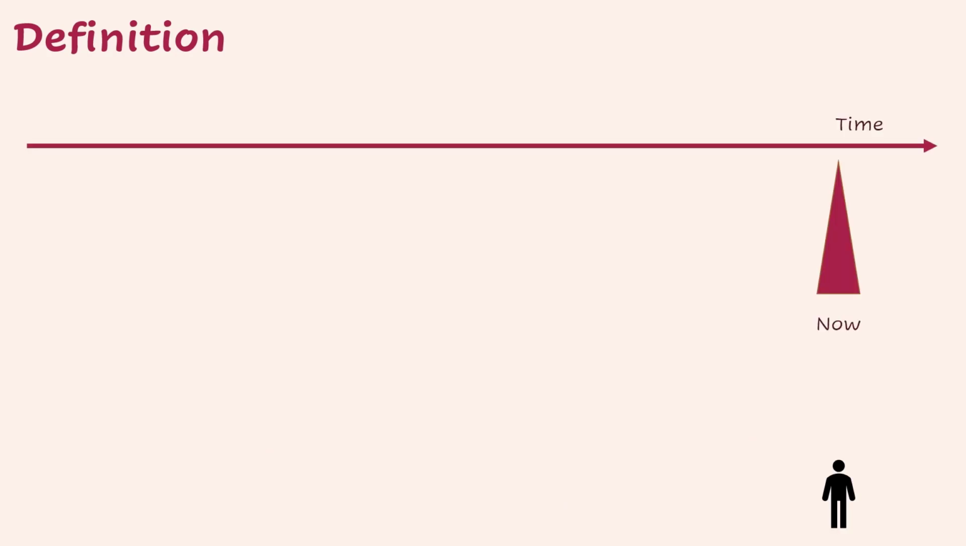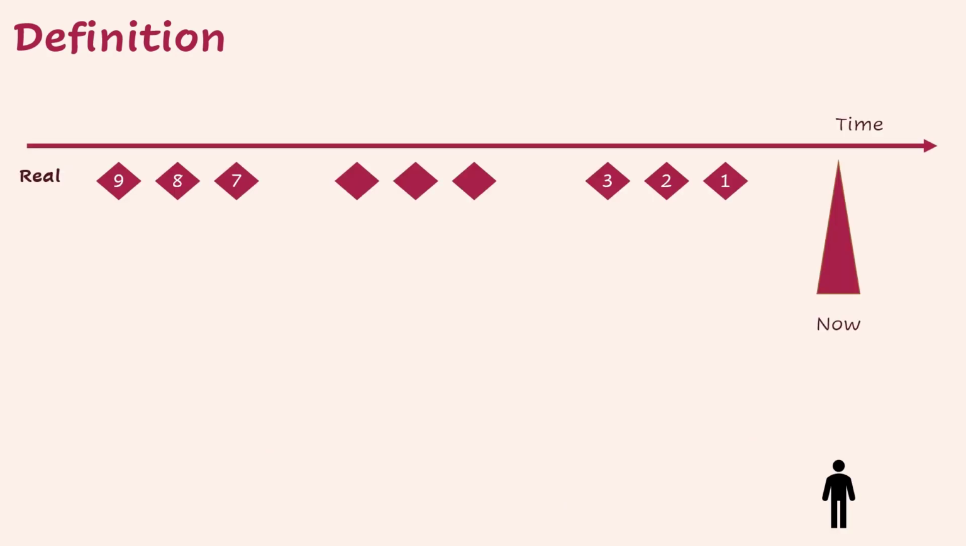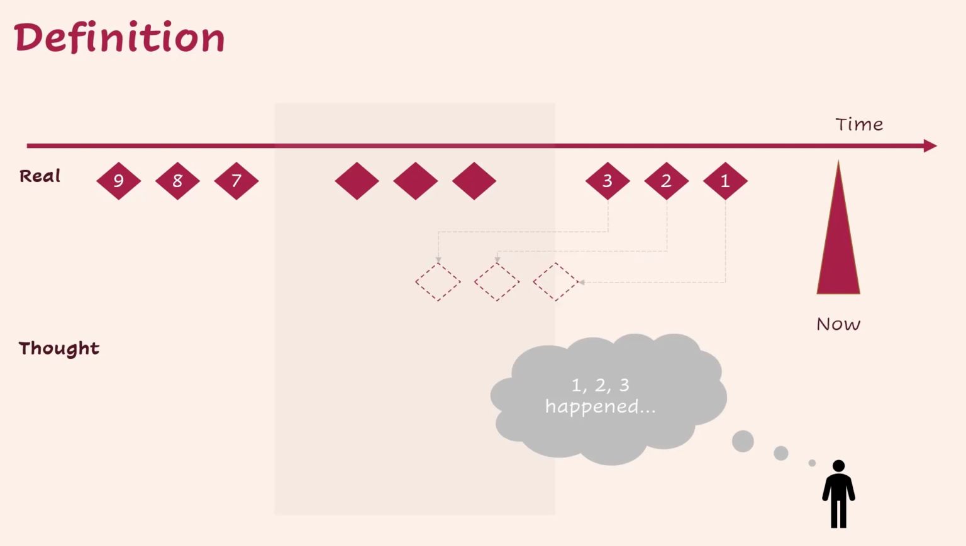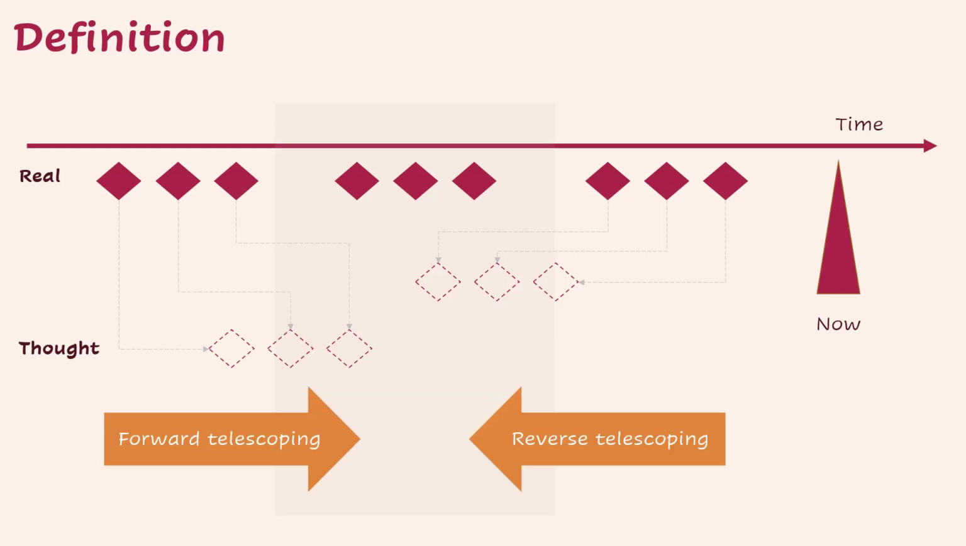But in this bias, it will be applied to the time dimension. The telescoping effect is about time placement of events. When you have a time frame and a time window and several events around such time window, when you are asked about events that are closer to now, they tend to be dated in an earlier date, as if they happened before than they actually did. When you consider events in the distant past, they tend to be in a later date, as if they happened after they actually did. This is called reverse telescoping and forward telescoping.